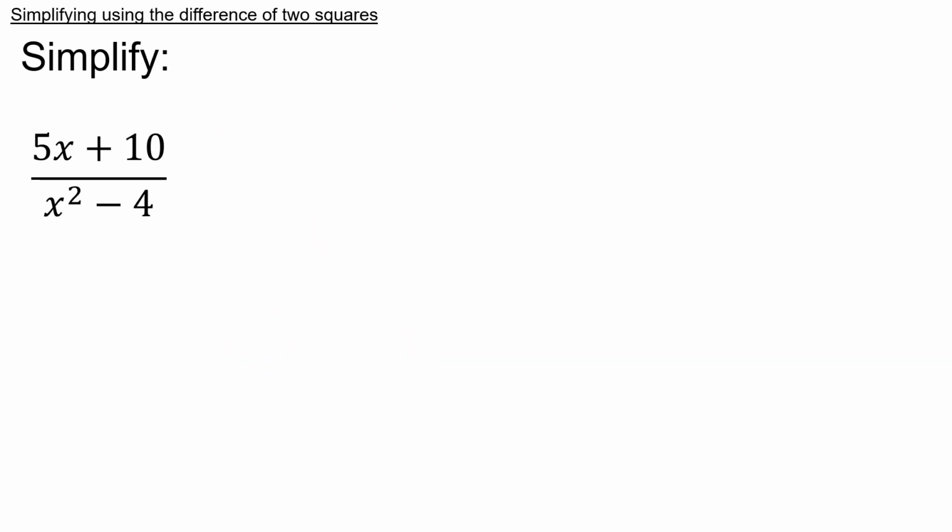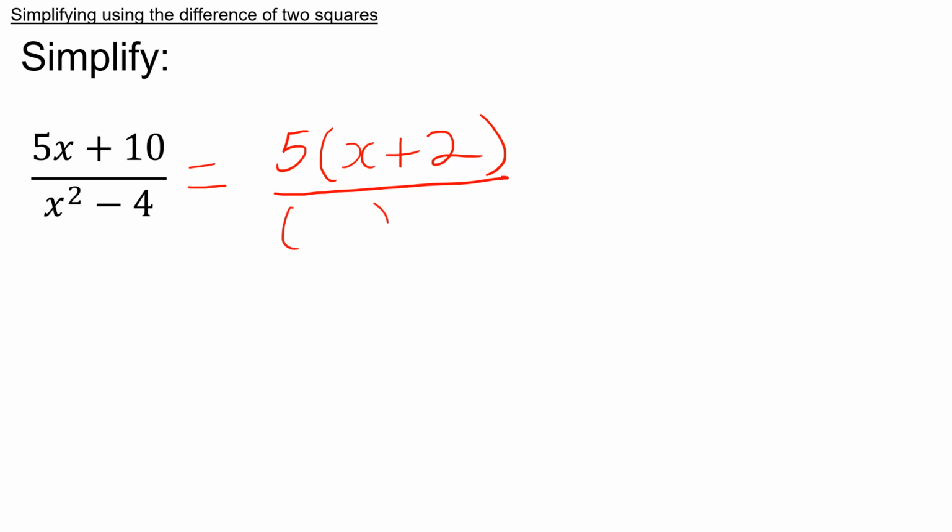We often use the difference of two squares to simplify expressions. In this example, we're asked to simplify, but it doesn't look like there are any factors that will cancel out. In fact, we can factorize the top of the fraction just using basic factorization. We can take out a factor of 5, and then we get x plus 2 in the brackets. On the bottom, we can actually factorize with the difference of two squares.